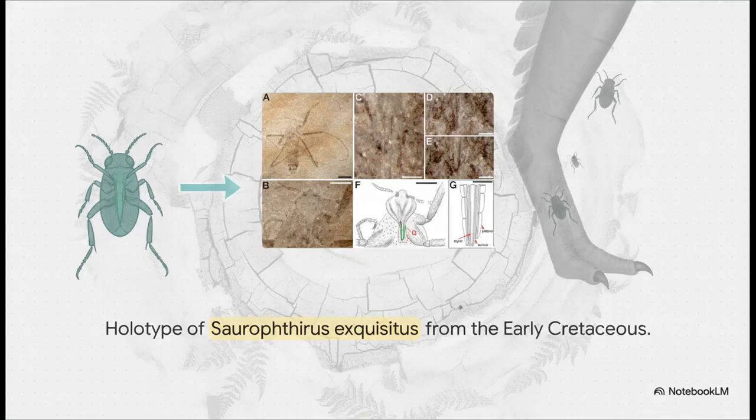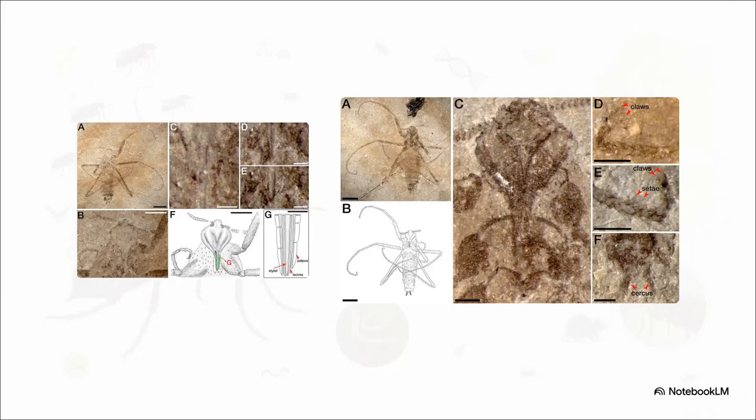And the best part is, we actually have the fossil evidence to back all this up. Discovered in the early Cretaceous Yixian Formation over in China, we have Saurolophus exquisitus. This specific fossil is a huge deal because it acts as a crucial transitional species. It literally bridges the gap between those massive dinosaur-biting giants and the tiny modern fleas we know today. You're literally seeing evolution in action here.